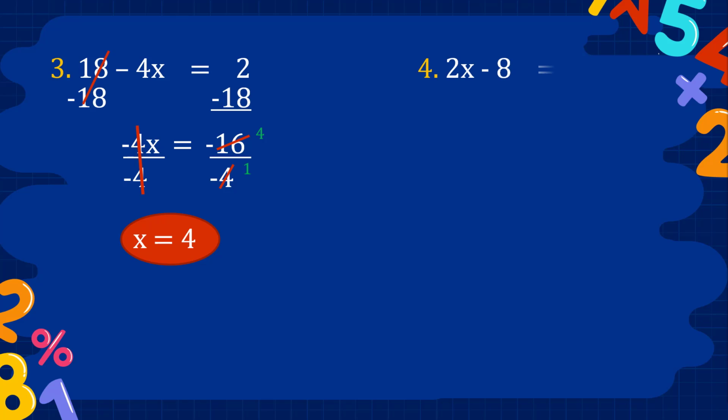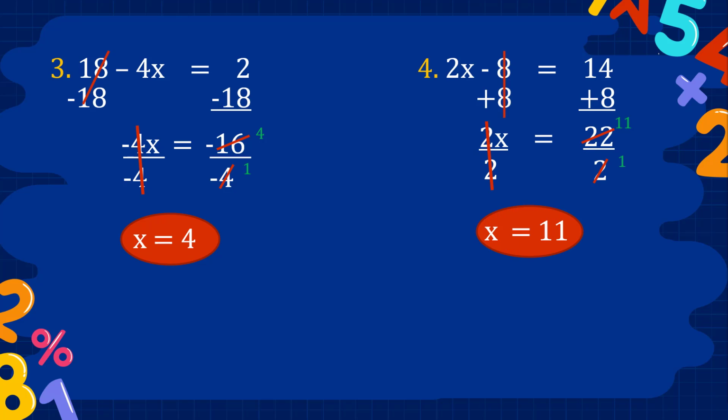Question 4. 2x minus 8 equals 14. This is a simple equation. First, we add 8 to both sides. The new equation is 2x equals 22. Now we divide both sides by 2 and you get your answer, x equals 11.